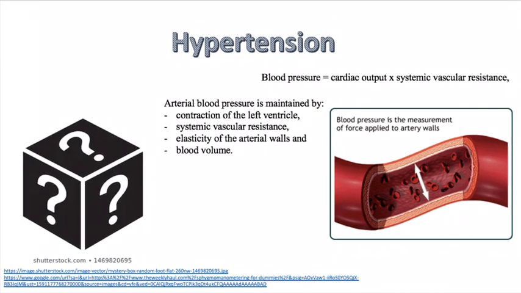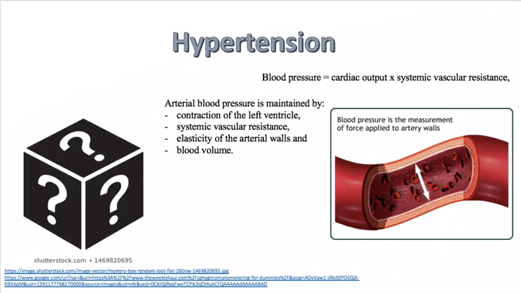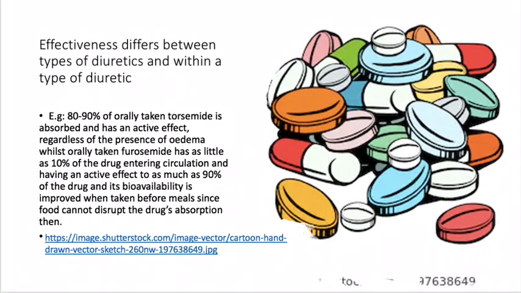It is known, however, that blood pressure is a product of cardiac output, the amount of blood the heart beats per minute, and systemic vascular resistance, the resistance that must be overcome in order to push blood through the circulatory system, and that arterial blood pressure is therefore maintained by contraction of the left ventricle, systemic vascular resistance, elasticity of the arterial walls, and blood volume. Regardless of this, diuretics are more effective in treating such health conditions in certain circumstances.